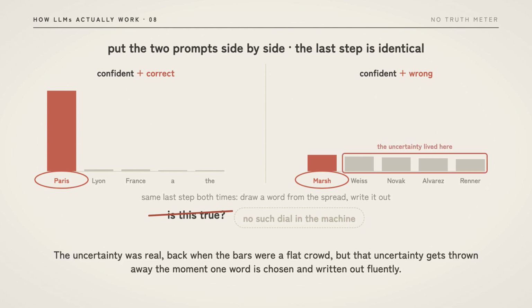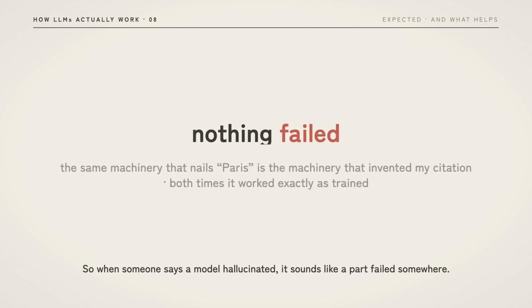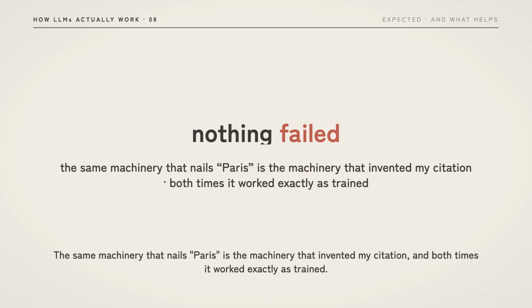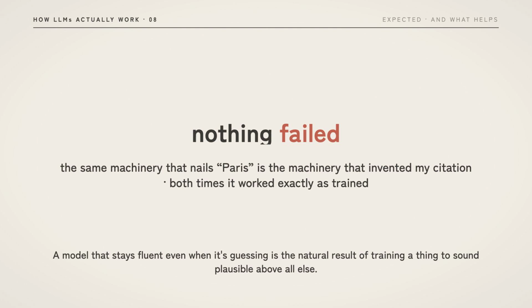The uncertainty was real back when the bars were a flat crowd, but that uncertainty gets thrown away the moment one word is chosen and written out fluently. So when someone says a model hallucinated, it sounds like a part failed somewhere. But nothing failed. The same machinery that nails Paris is the machinery that invented my citation, and both times it worked exactly as trained. A model that stays fluent even when it's guessing is the natural result of training a thing to sound plausible above all else.